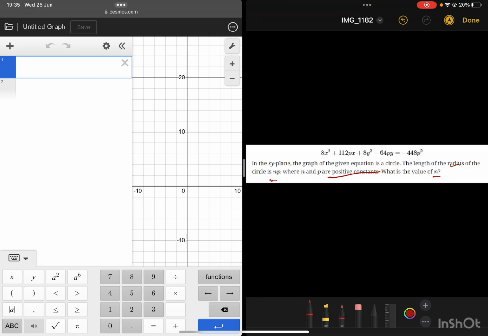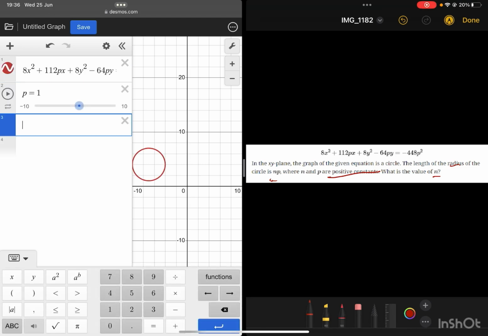So first we gotta put the whole equation in Desmos, which is 8x squared plus 112 px plus 8y squared minus 64 py equals negative 448 p squared. So it's gonna pop up add slider for p. So we have p equals 1. So we have one value already.